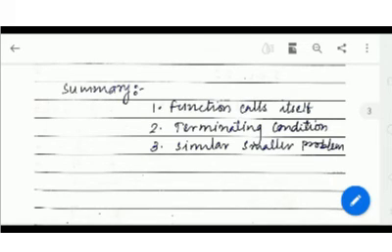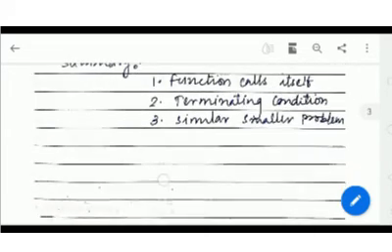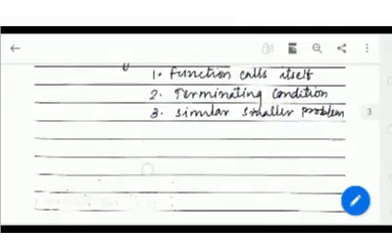Okay, I'm starting with the summary of last lecture. We were studying recursion and 3 points we have summarized. In recursion, the function calls itself. This is the first point. The second point is the function should have a terminating condition, because if it will not have a terminating condition, recursion or repetition will be continued and you cannot stop it.